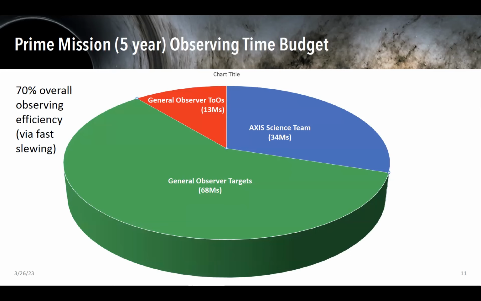We will have, even though in low Earth orbit, because we have fast slew capabilities, we have Swift-like slew capabilities, we actually can maintain our observing efficiency to at least 68%. So it's significantly higher than the usual 50% you think of when you're in low Earth orbit.